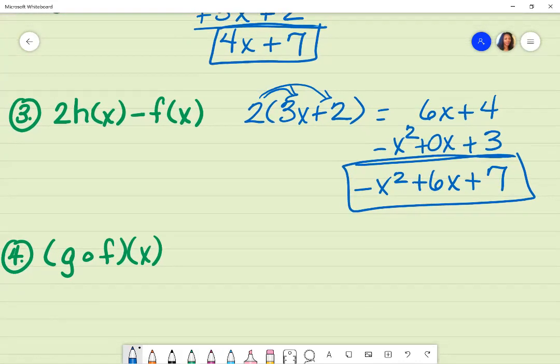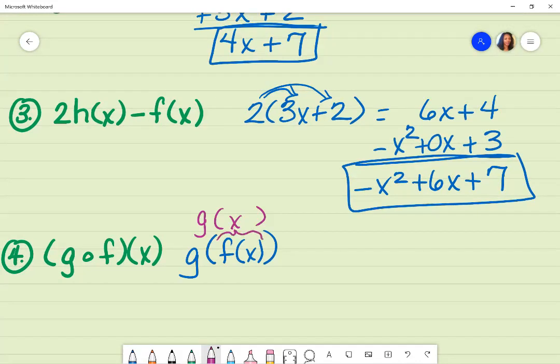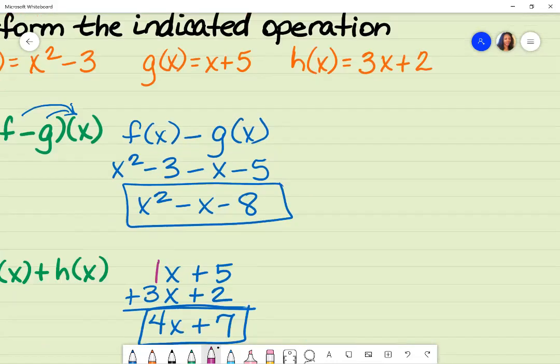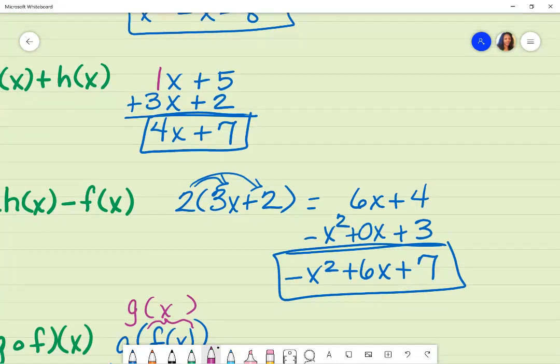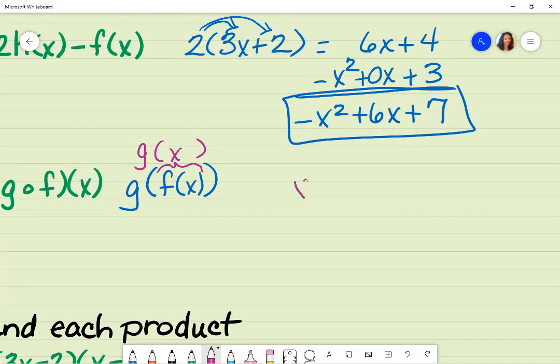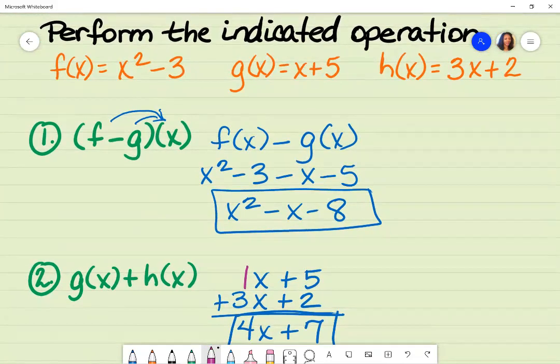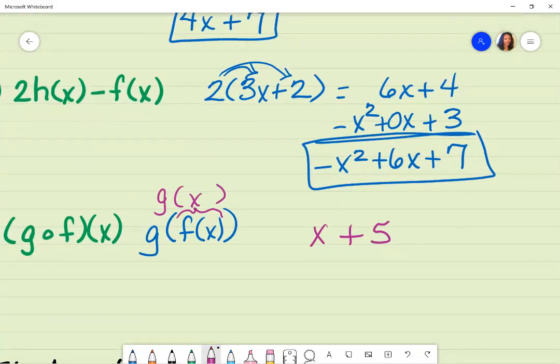This one, again, it's helpful to rewrite it. G of f of x. What that simply means is this is really g of x, right? One big g of x. For x, they want all of f of x to be replaced inside of the g function. So we're going to go back up to g, and we see that it's x plus 5. So g is x plus 5. Well, we want to replace that x with all of f of x. What's f of x? Go back up. X squared minus 3. So that's what we're going to replace.